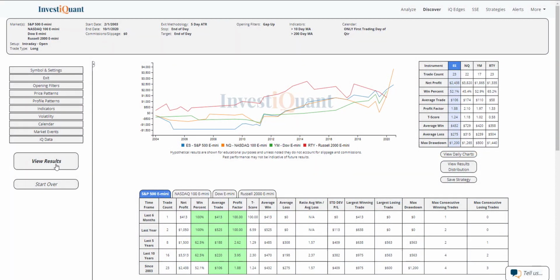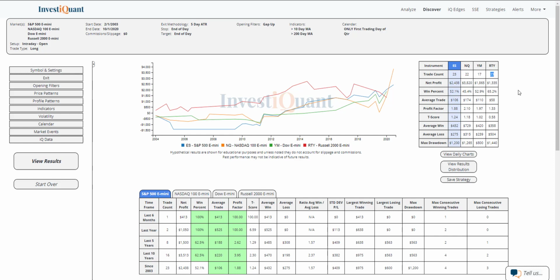And here we go. So these are the results of going long when gapping up on the first trading day of the quarter. This is happening in the backdrop of a bullish environment, which I have defined as above a 10 and 200-day simple moving average. And dating back to 2003, this has happened 23 times in the S&P, 22 times in the NASDAQ, 17 times in the Dow, and 23 times in the Russell.